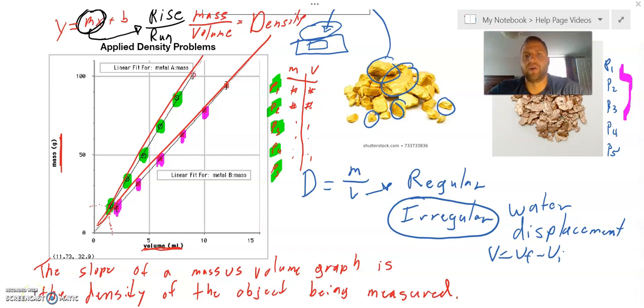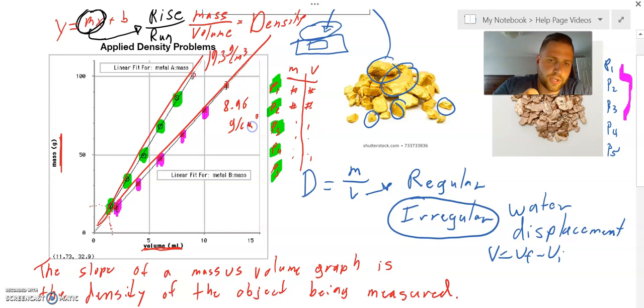Realizing this information now, we can positively identify what these two mystery metals are. So what I did is I went into my computer and I fit the linear curve. I found these slopes, and here are what our slopes would come out to. This one comes out to 19.3 grams per centimeter cubed, and the other line comes out to 8.96 grams per centimeter cubed.